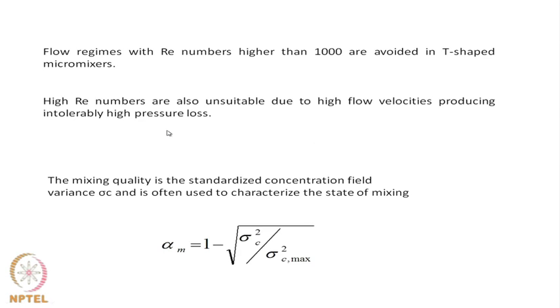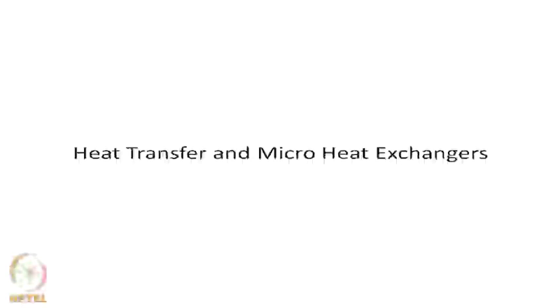Okay. Next, as I was mentioning about the different ranges of Reynolds number, Reynolds number higher than 1000 are usually avoided in T-shaped micro mixers, as it leads to very high pressure losses, and that kind of pressure loss cannot be sustained in most microfluidic devices. And mixing quality, as I was referring to, is the standardized concentration field, and can often be used to characterize the state of mixing. Now, we are going to come into another subtopic, which is heat transfer and micro heat exchangers. This is a very interesting application of microscale transport processes.